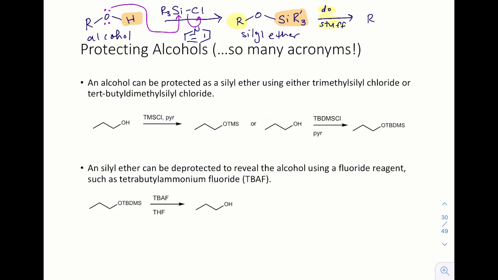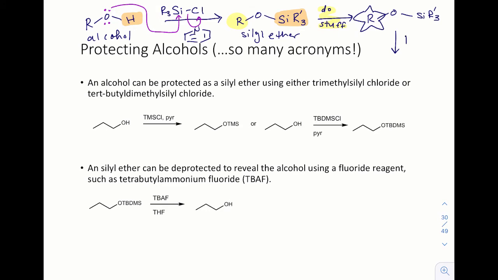That's the entire point. Okay, we did stuff. Great. Now this R group is different. Now we're ready to remove the silyl ether part because it was only there to hide the acidic proton during the stuff. So we need to remove it.